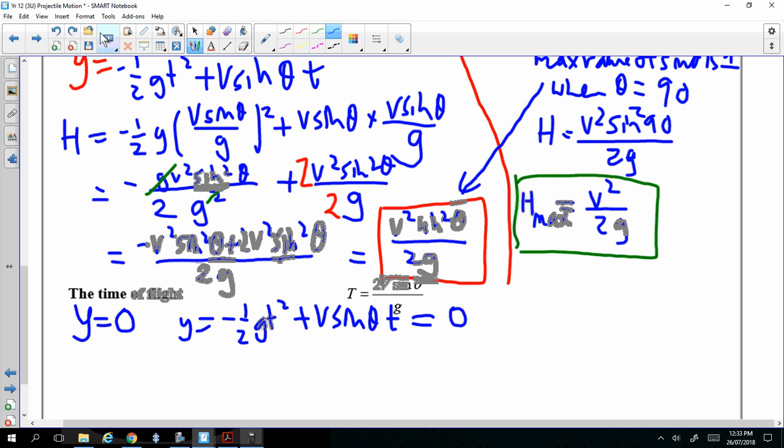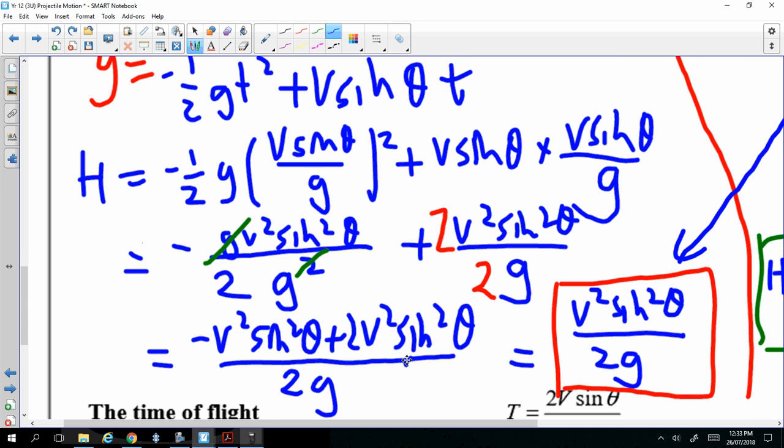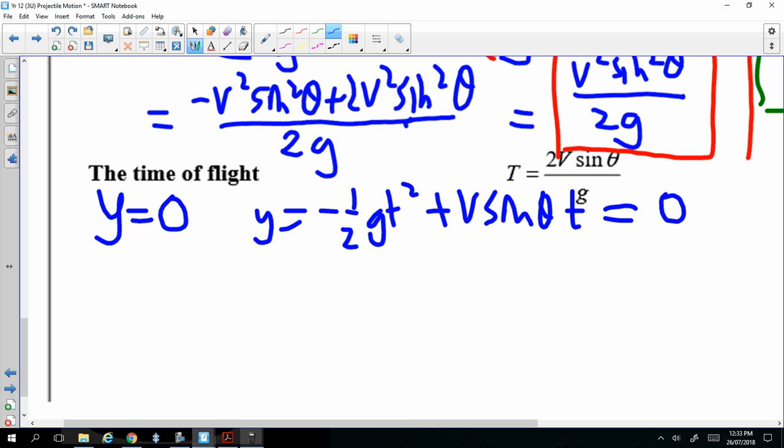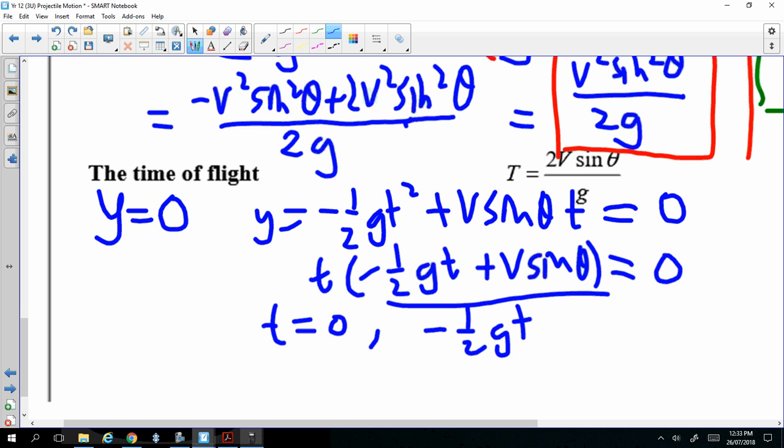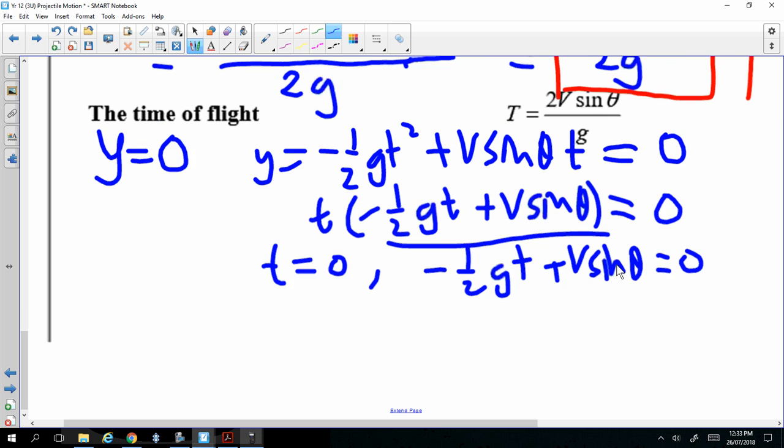So either t is 0, which is okay because at t equals 0, y is 0 and it's on the ground. It's also on the ground when this other factor is 0, and that's where you find the time of flight. So you make t the subject: half g t equals v sine theta, so t must be 2v sine theta over g. We'll call that time of flight capital T. Draw a box around it.